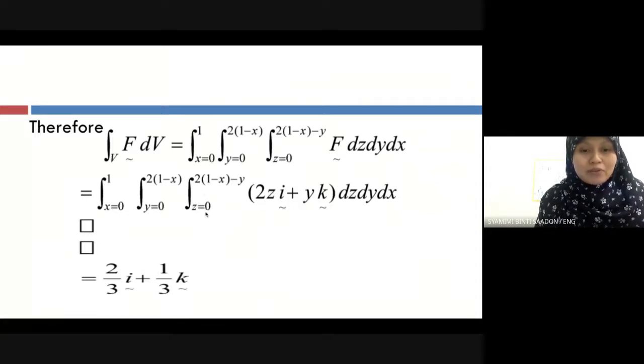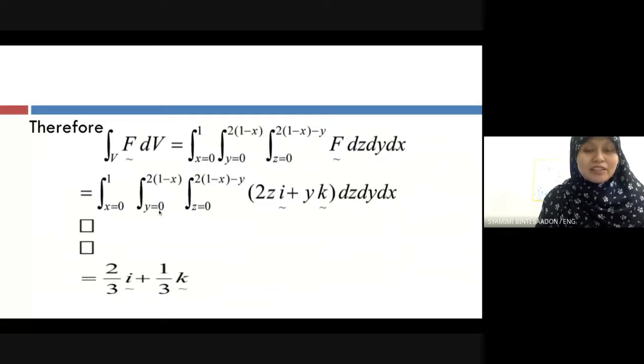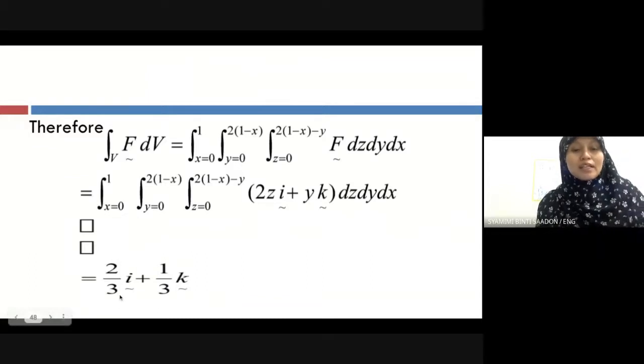Okay, and then we have to do the integral of z from 0 to 1 minus x minus y. Then calculate and substitute this value, and we are left with x and y. The same thing, we do the integral from 0 to 1 minus x until we are only left with the value x. And we substitute x from 0 to 1, and finally we get the answer for the vector integral of f, which is 2 over 3 i plus 1 over 3 k.